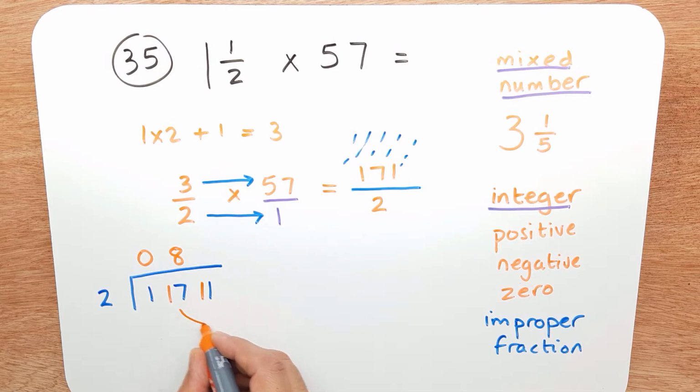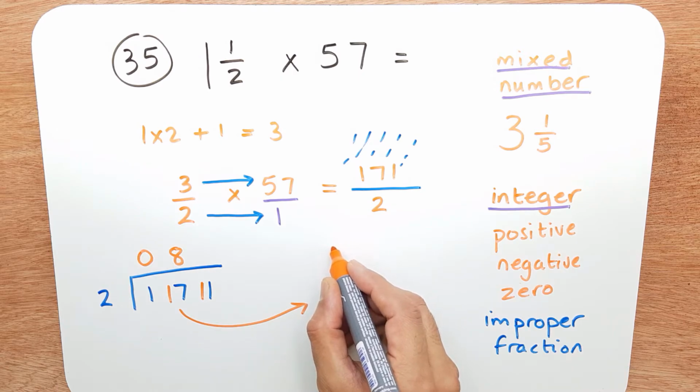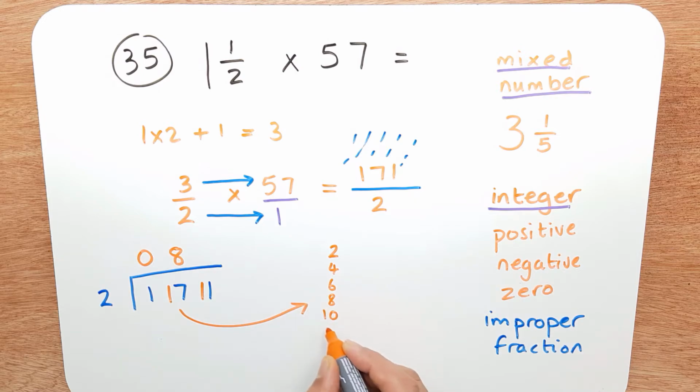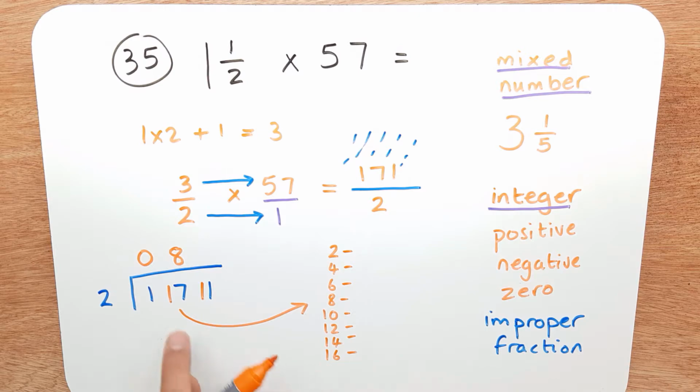So let me just go back to this here. We said how many 2's are there in 17. So if I did my 2 times table, it would be 2, 4, 6, 8, 10, 12, 14, and 16. So that would be 1, 2, 3, 4, 5, 6, 7, 8. So the 8 goes there, and we've only used 16, but we had 17. So we have remainder 1, and that remainder gets carried over. So that's how we got that.